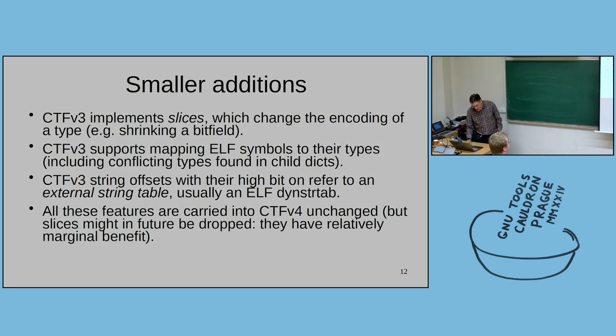Much smaller additions. We implement this strange thing called slices in CTFv3, which says if you've got an int, you can slice it and make it smaller. Now you have a bitfield. We could just convert those into BTF format bitfields, but in practice you'd never see them except as children of structure members, because you can't make bitfields anywhere else in C. Or we might not. I'm not sure which makes more sense. We would certainly need to convert them if the user said write out BTF and we've read it in as CTF. Of the slices.